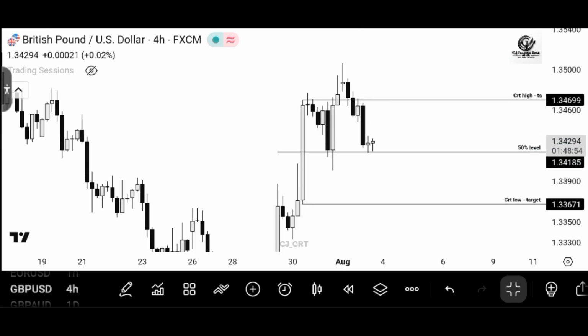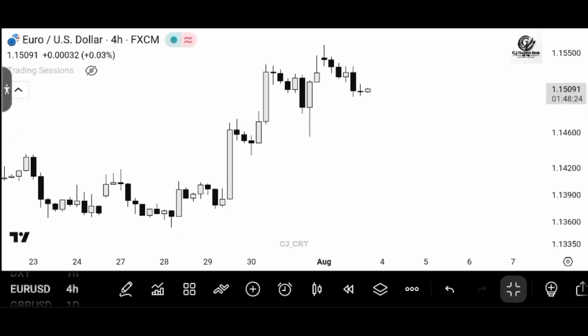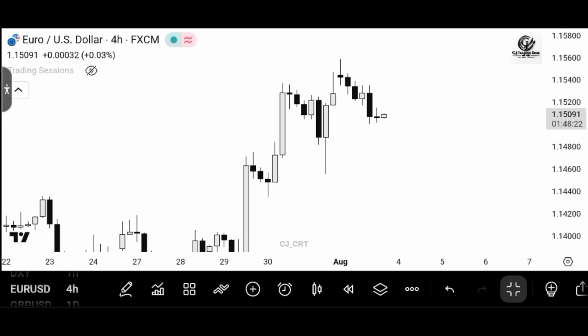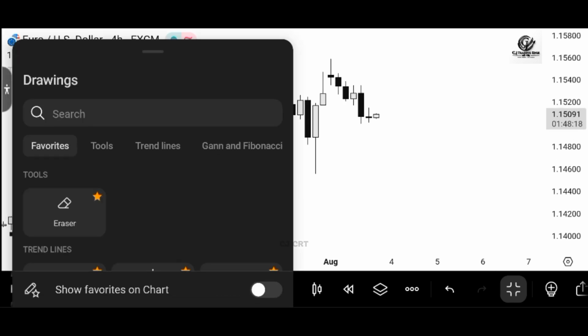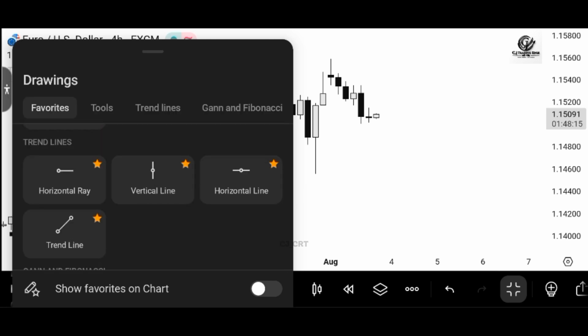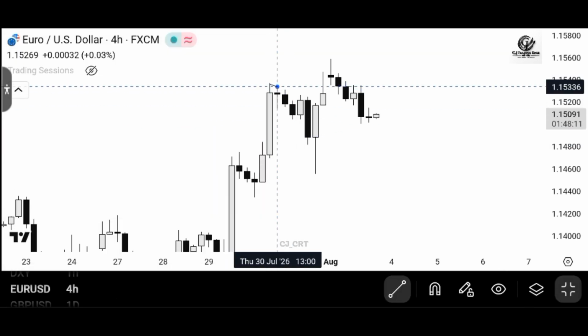Then the second reason that made me take profit at the 50% level is the euro dollar. So now, if you come to the euro dollar, you will notice this SMT at this 4H candle.